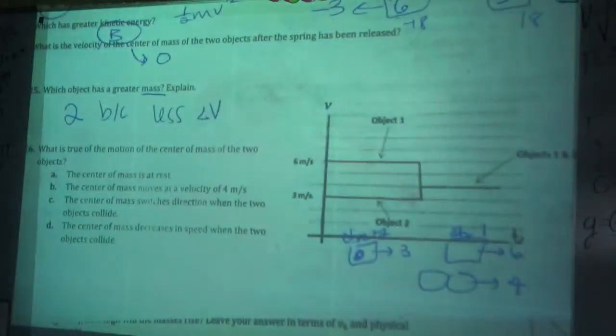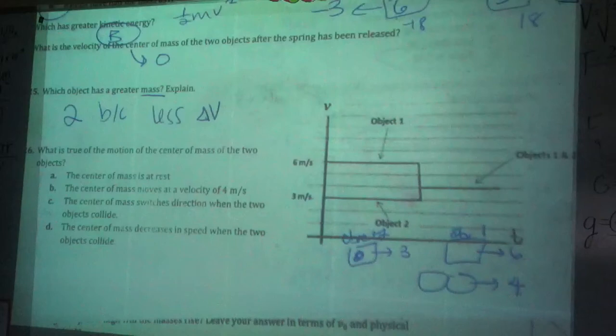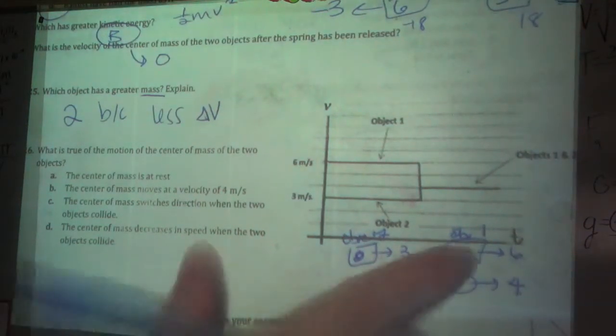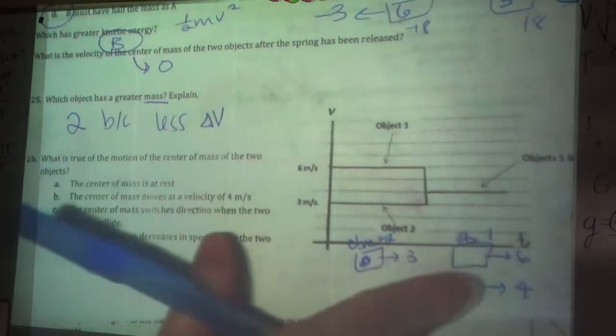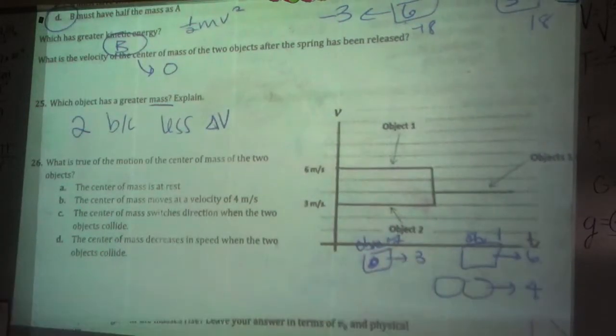Remember, they're going to have the same change in momentum, same force, same impulse, same time, but they'll have different change in velocity because they have different accelerations based on their mass. The greater acceleration will go with the smaller mass, so the bigger change in velocity goes with the smaller mass, so the less change in velocity goes with the bigger mass.